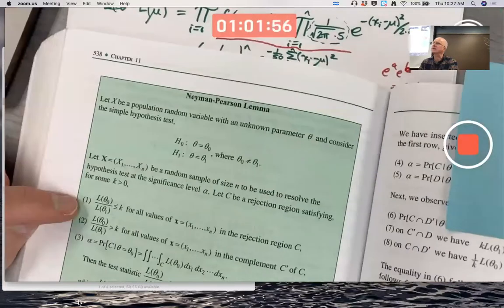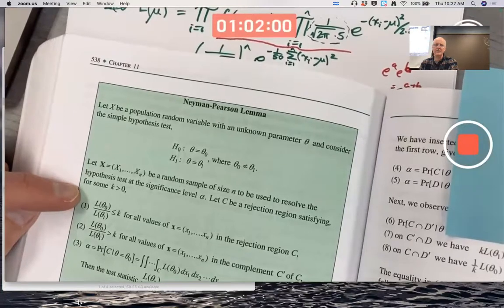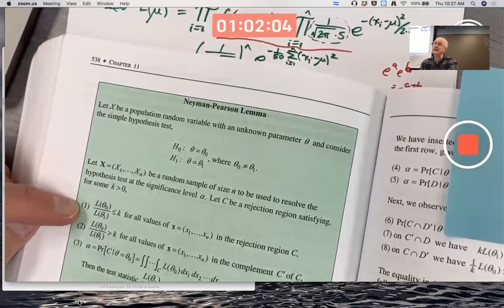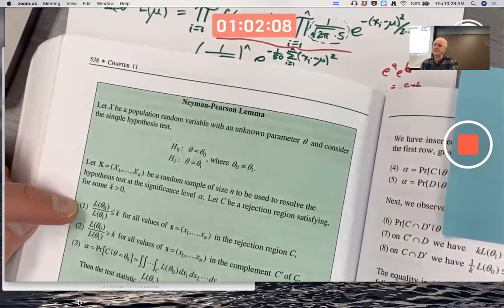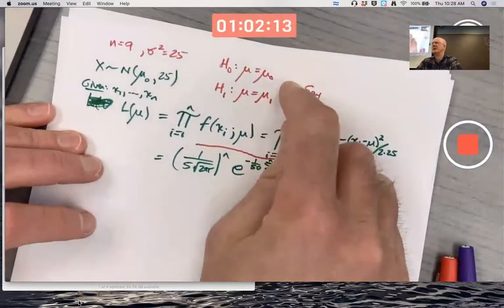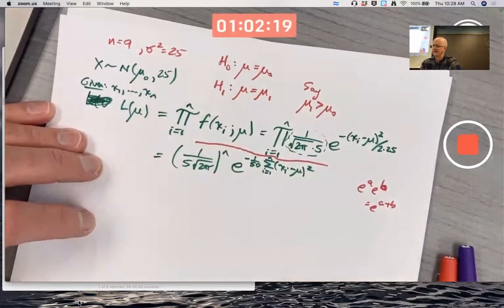We need to look at these ratios. With the null value of mu in the numerator plugged into L and the alternative value plugged into the denominator, I'm using mu0 and mu1. I could use particular numbers. I could use 20 and 28, but let's do the more general case there.